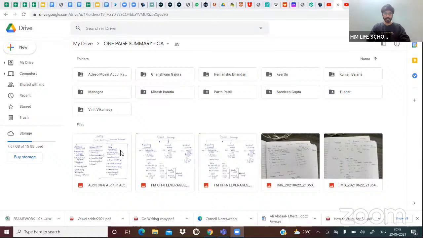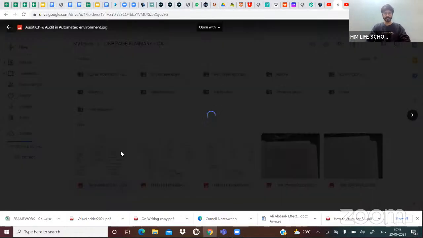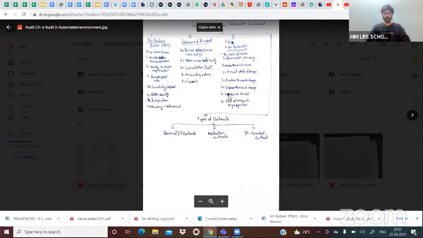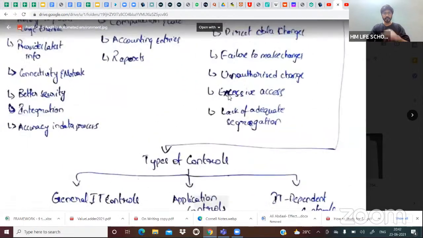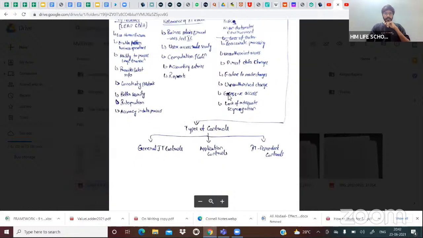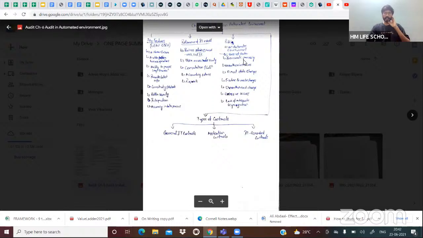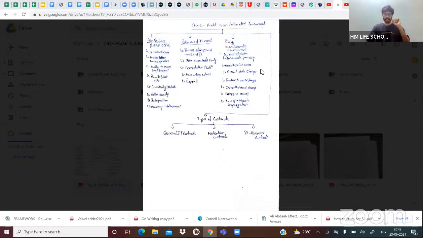Okay, let's look at this. Fair enough, this is not complete, but the point is it will give you a quick idea. Now, when you see a question in the exam, let's say you spot a question. Once you spot a question, you understand that it has come from chapter 6, auditing in an automated environment. This is where you are clear.